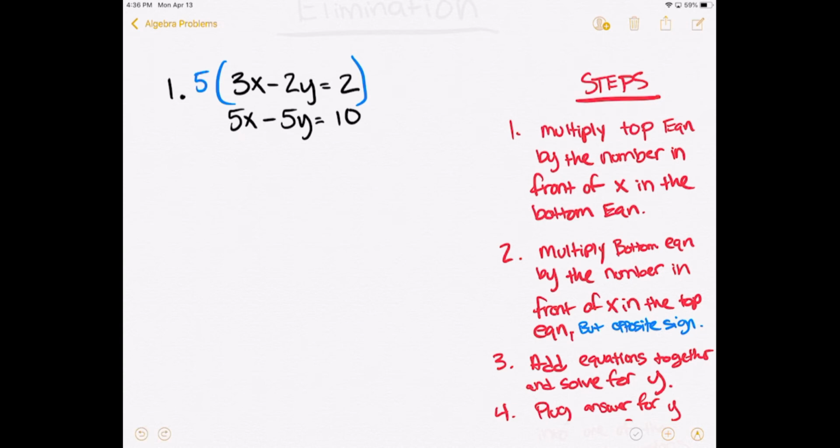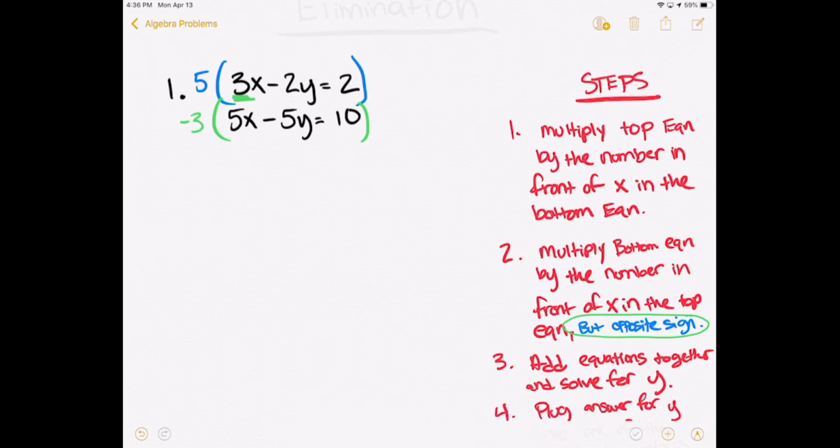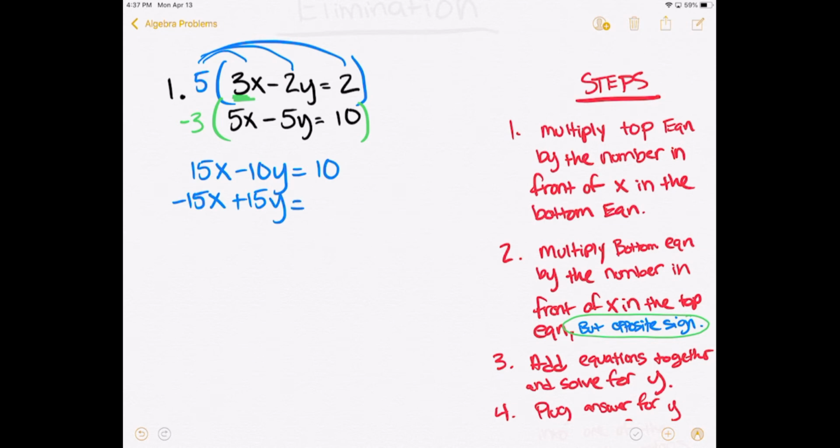And then I tell you guys to multiply the bottom equation by whatever number is in front of x in the top, but opposite sign. Right? So I'm going to multiply the entire bottom equation by -3. Make sure you're multiplying the entire equation by that number. So this 5's got to go to all three of these guys, which creates 15x minus 10y equals 10. And the bottom, I get negative 15x plus 15y equals negative 30. Make sure you're multiplying correctly.